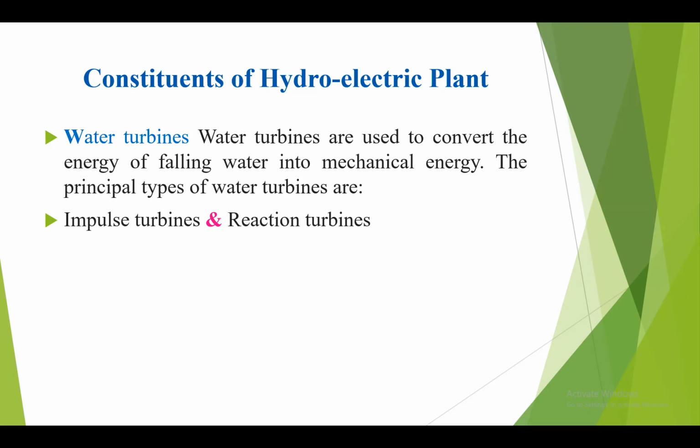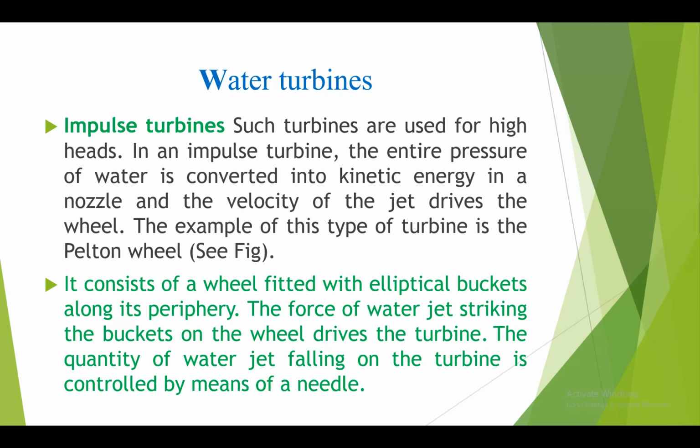So let's see first one, that is impulse turbine. Impulse turbines are used for high head, meaning if the head is high. In impulse turbine the entire pressure of water is converted into kinetic energy in a nozzle, and the velocity of the jet drives the wheel. The example of this type of turbine is the Pelton Wheel.